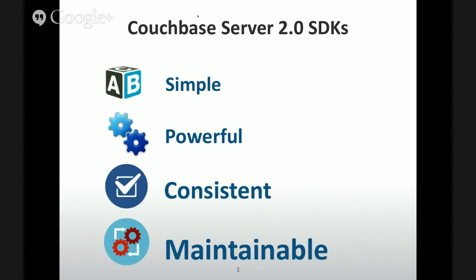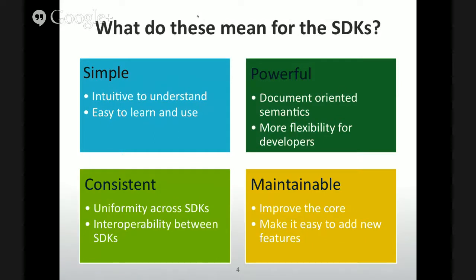The first thing is keeping it simple, powerful, consistent, and maintainable. So what do these mean for our SDKs? Simple is like making developers feel at home. What we want to say there is things like intuitiveness for the SDKs, and also making it easy to learn and use. The next thing is powerful, so making it more flexible for developers and allowing them to use the powerful language extensions. For example, you would see a demo later on how we could use LINQ in the case of .NET. Then there's also consistency, which is uniformity across the SDKs, but also interoperability between SDKs.